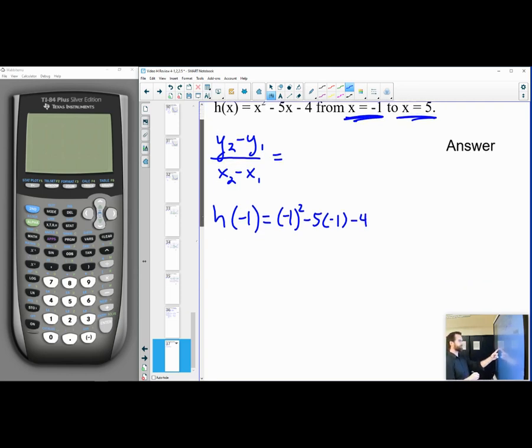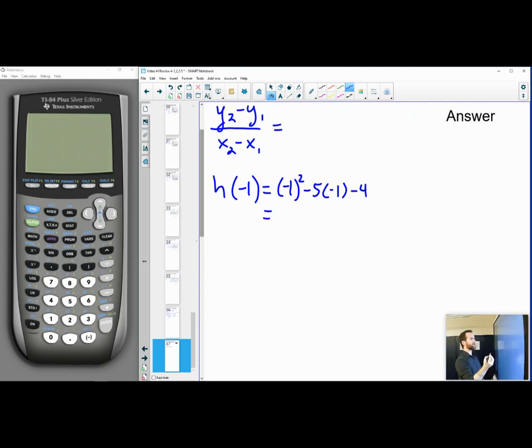So far, so good. Then this would become negative 1 squared is positive 1 plus 5, because negative times negative becomes positive, minus 4. That's going to be a 2. 1 plus 5 is 6. Take away 4 is 2. So the x value we plugged in was negative 1. The y value we got out was a 2. That's going to be my x1 and y1 when we plug into the slope formula.